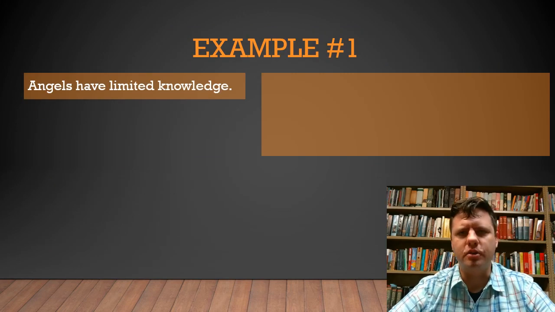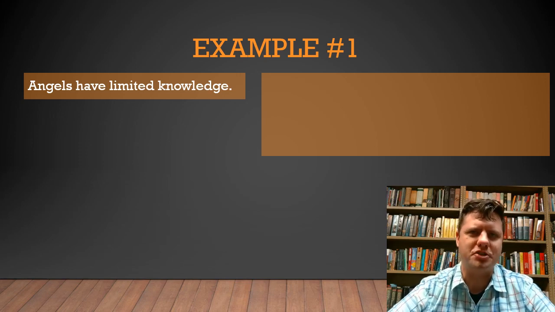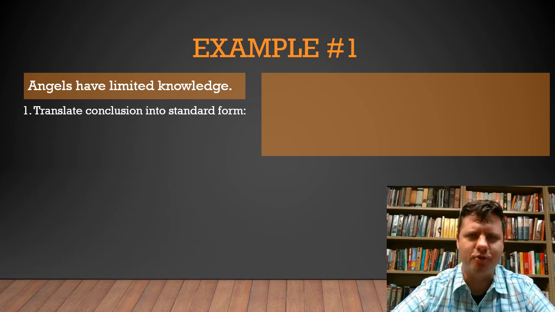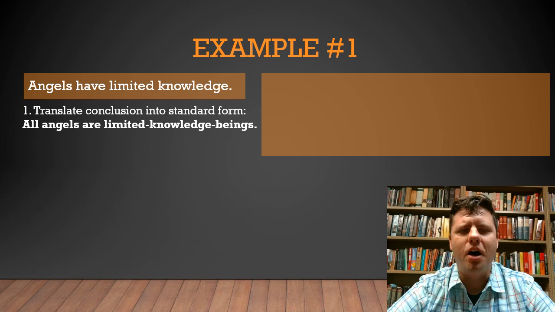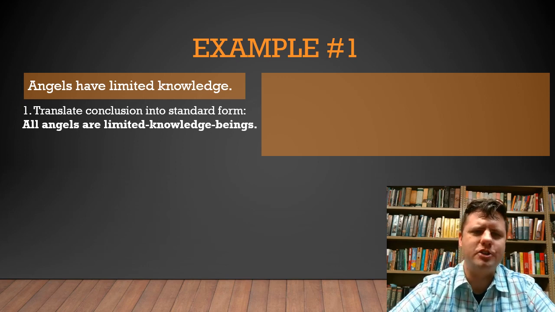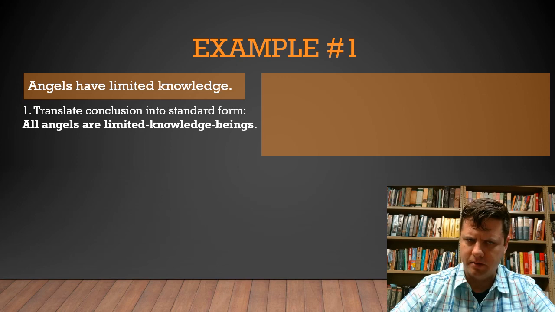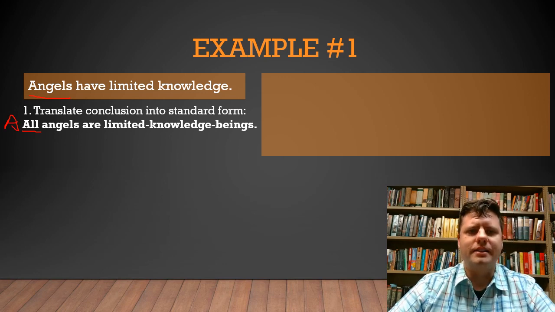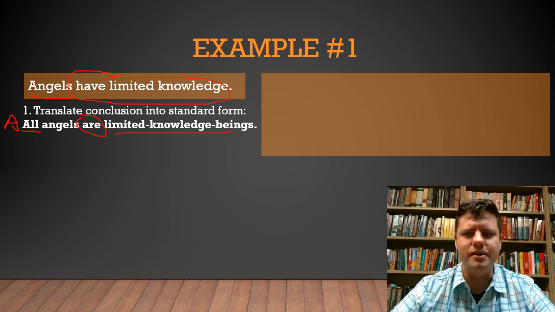All right, so example one. Let's say you are given this conclusion and you're being told to establish this through valid argument. Angels have limited knowledge. Now, the first step is to translate the conclusion into standard form. So in this case, it'd be something like, all angels are limited knowledge beings. Note here, angels have limited knowledge. We're really saying something about all angels. So we're going to use an A statement here. All angels are limited knowledge beings. Remember, we changed this language, the predicate part, into a predicate nominative, and we use a connector here: is or are or will be.